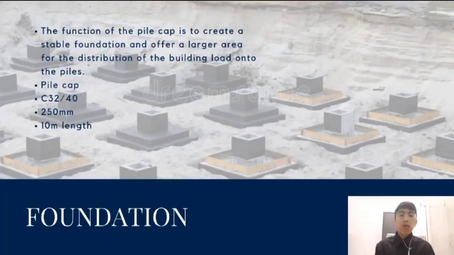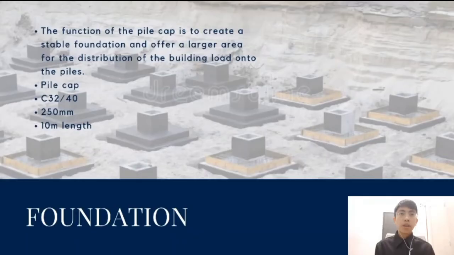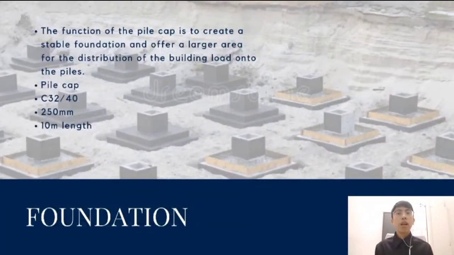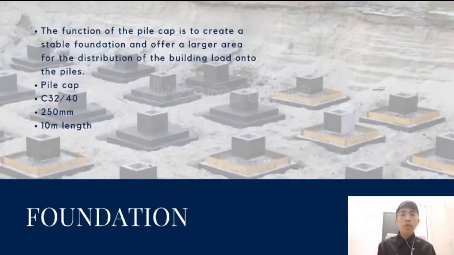In the base of the multi-purpose hall, a foundation is used, and the foundation type we use is the piled cap. The piled cap size is 250 millimeters by 250 millimeters, and the length of the pile is 10 meters, which is the standard. And then the concrete class is C32/40, and the reinforcement is H25. The function of a piled cap is to create a stable foundation and offer a large area for the distribution of a building load onto the pile.